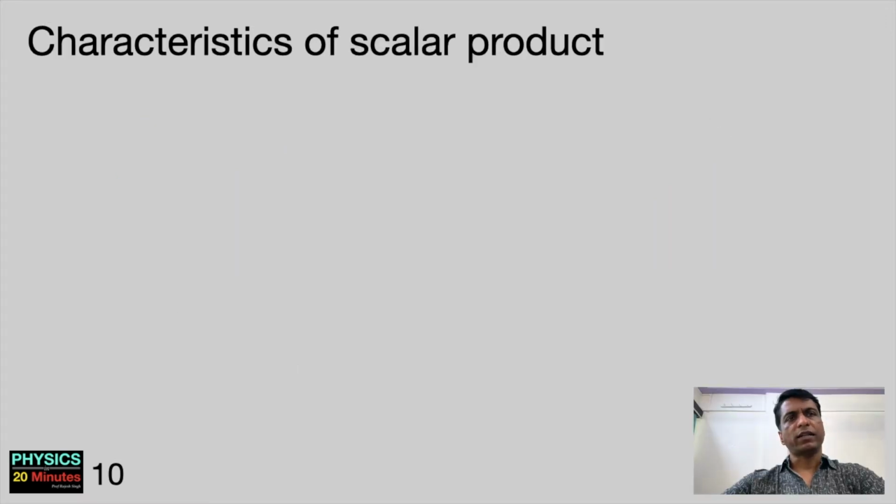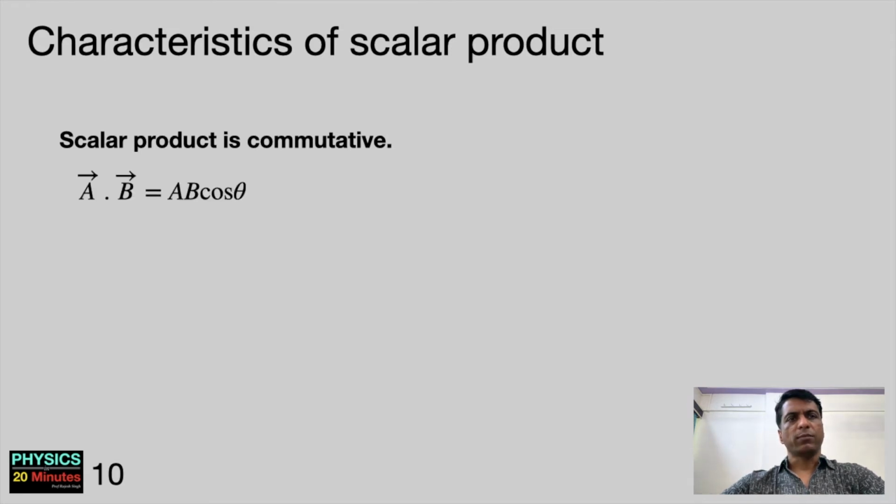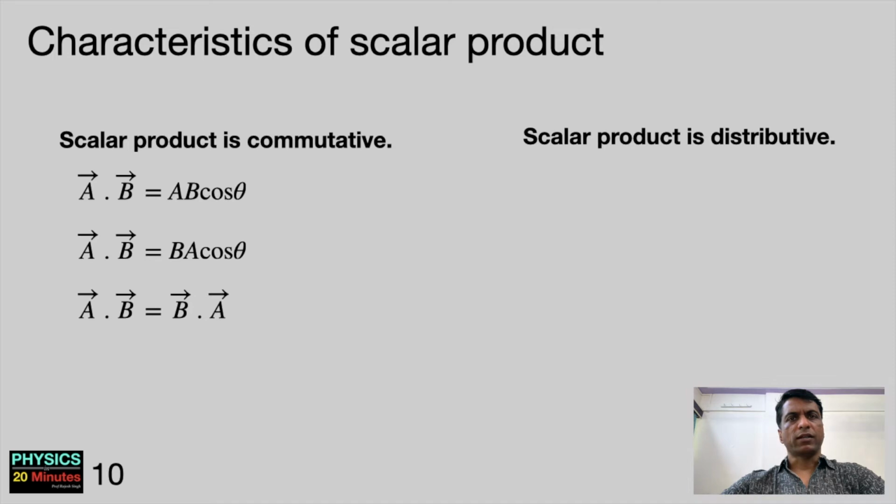Let's discuss some of the characteristics of the scalar product. So first, scalar product is commutative. So just like product of two scalars, scalar product is also commutative. A dot B is given as AB cos theta, but it can also be written as BA cos theta, but BA cos theta can be written as B dot A. Therefore, A dot B is equal to B dot A. Scalar product is also distributive. So A dot (B plus C) is equal to A dot B plus A dot C.